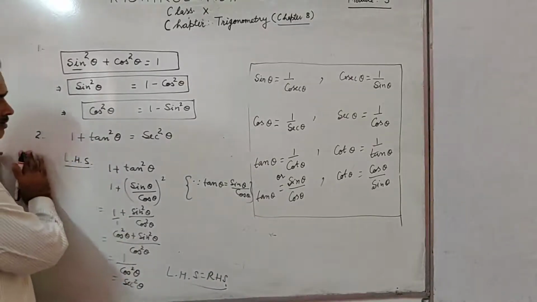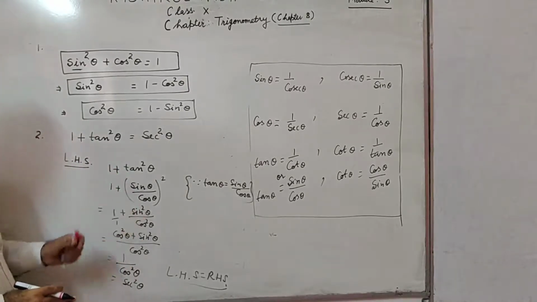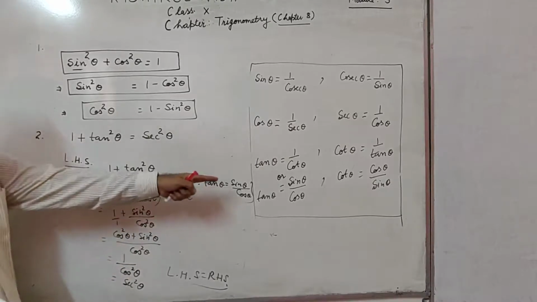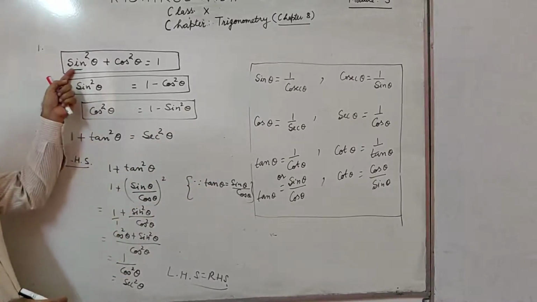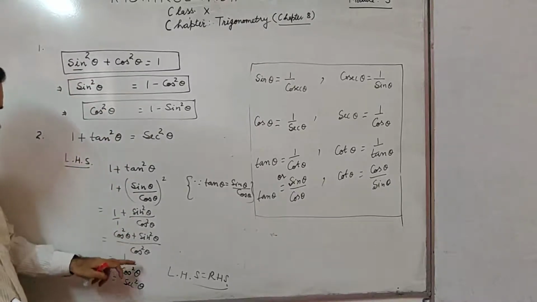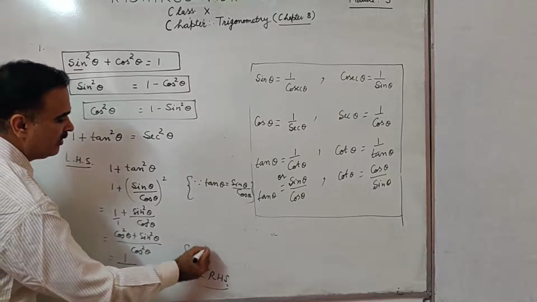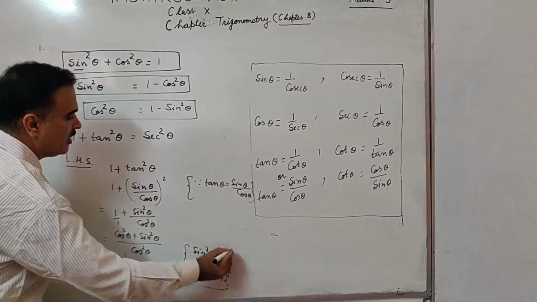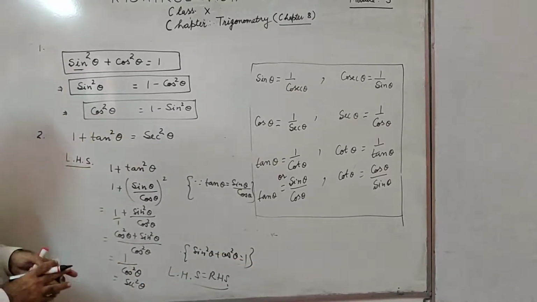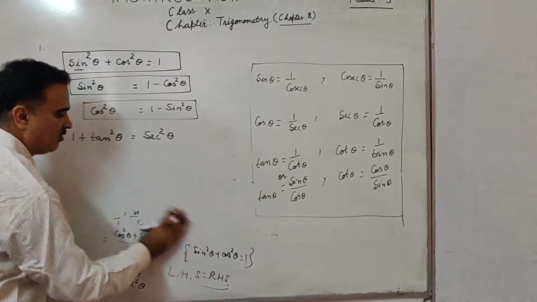From here also, I think you understood this. You can do it with the help of a right triangle also, but no need to do this. Directly use this identity, as we have used here, because sine square theta plus cos square theta equal to 1. So we put the value here, and we got this.